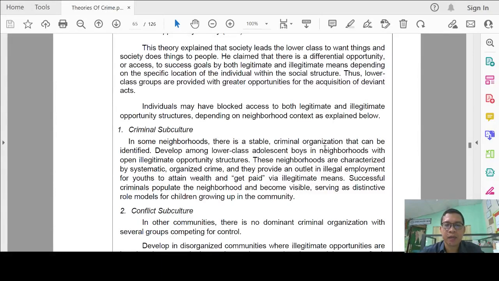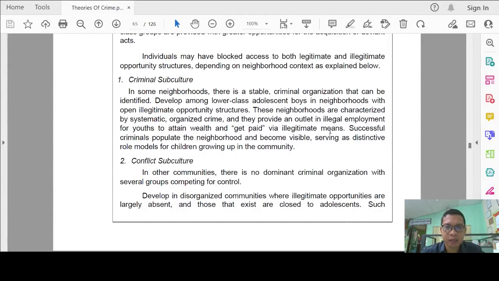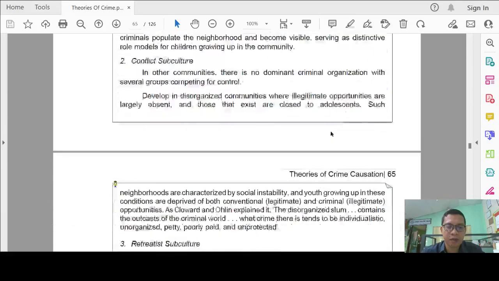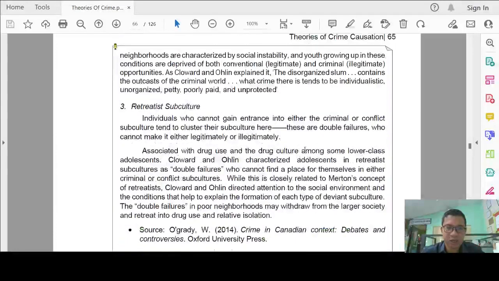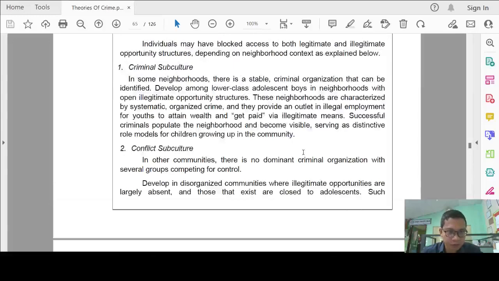Also, he explains that individuals may lack access to both legitimate opportunities or opportunity structure depending on neighborhood context. No? Basically, when we say access to opportunities, if you have money, you have a lot of opportunities. But based on the differential opportunity theory, it explains that the lack of opportunity for an individual may contribute to criminal or deviant acts. Now, we have the subcultures depending on their neighborhood. No? We have three types of this subculture.